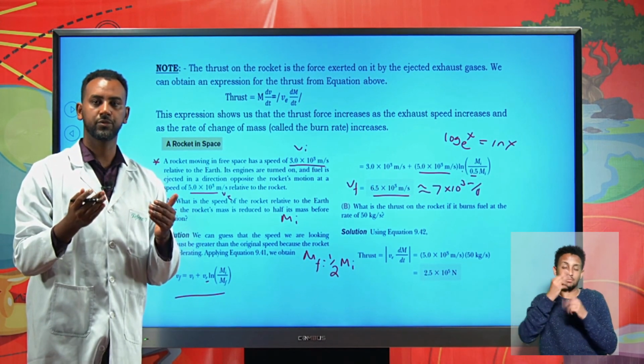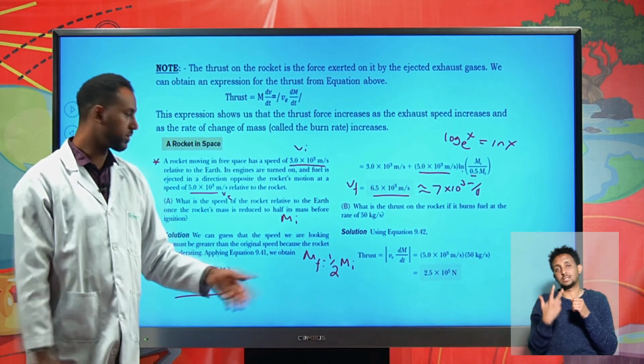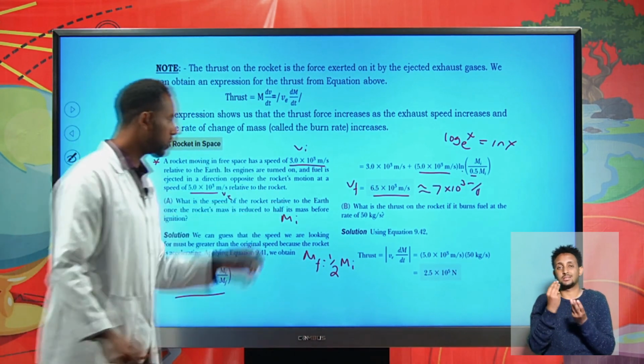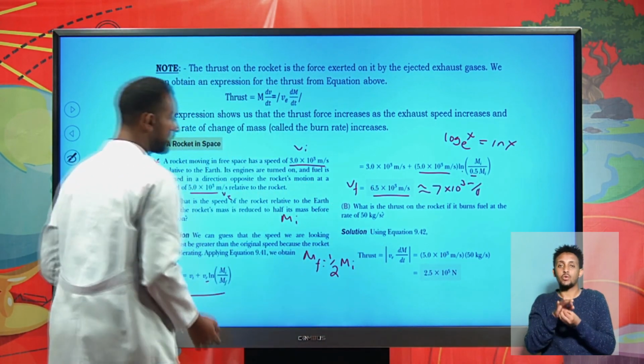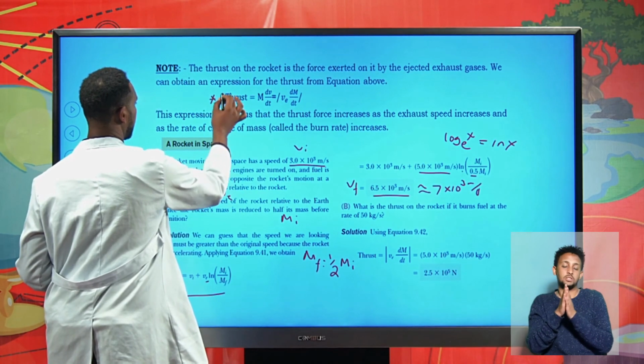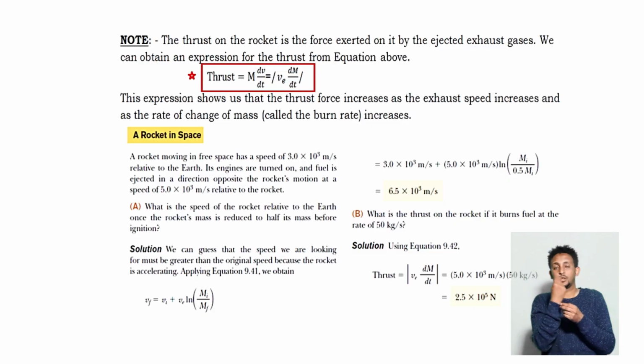It's also possible to find it for 1/3 of the mass, 1/4 of the mass, and so on. There is also a so-called thrust force. It's also possible to find the thrust force, and the thrust force can be given using this equation.